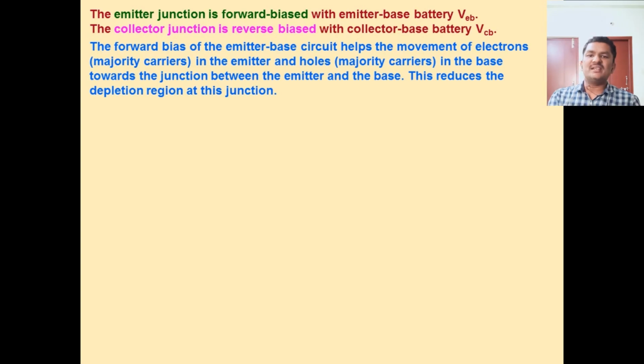Students, once again note down that the emitter-base junction is always connected in forward bias condition only. When it is in forward bias, there is movement of electrons in the emitter and holes in the base towards the junction, and in this way the depletion layer decreases at this junction.